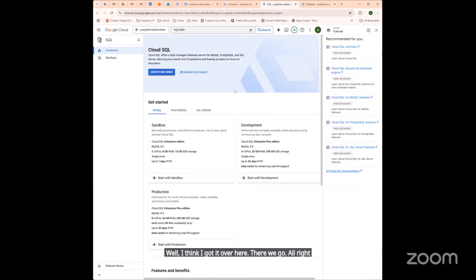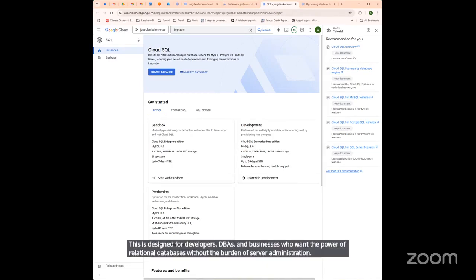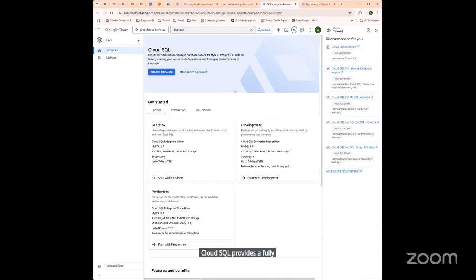So this is designed for developers, DBAs, and businesses who want the power of relational databases without the burden of server administration. Cloud SQL provides a fully managed environment for three of the world's most trusted open source engines: PostgreSQL, MySQL, and SQL Server. You bring your schemas and queries, and Google handles the rest.